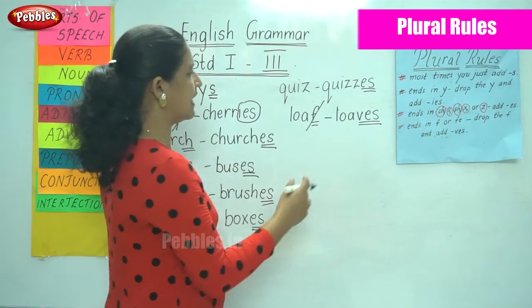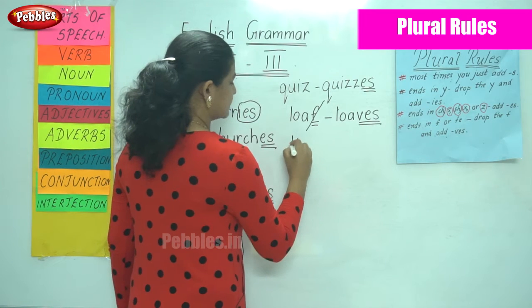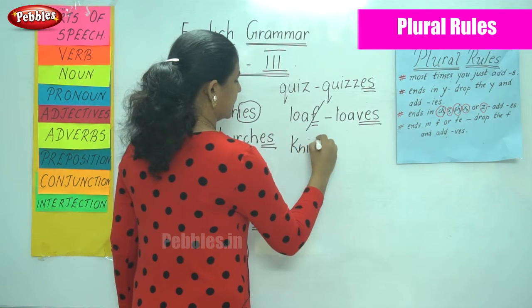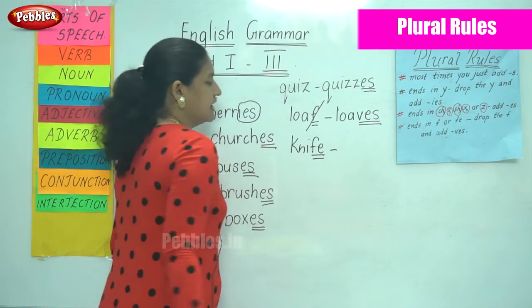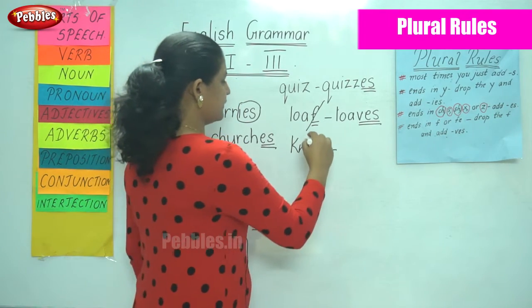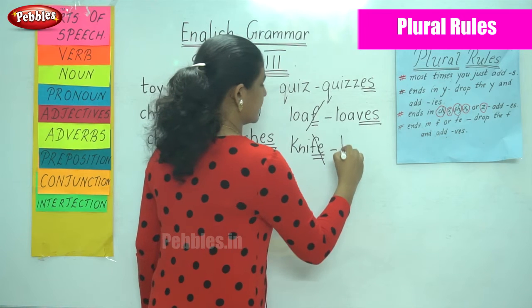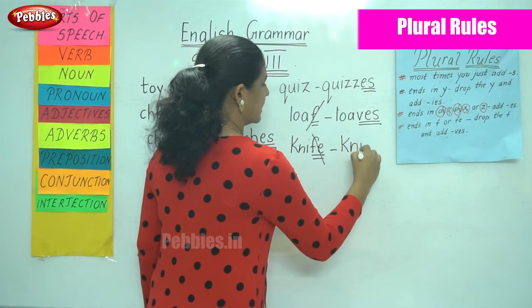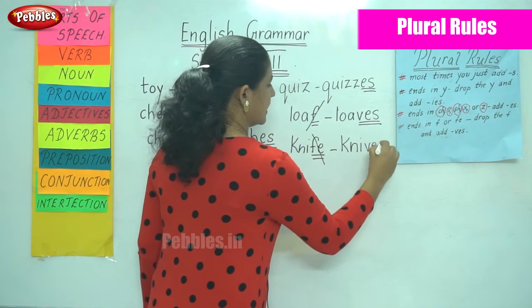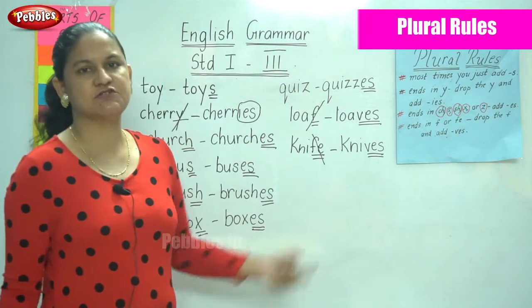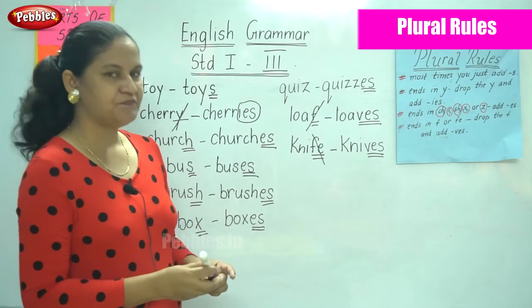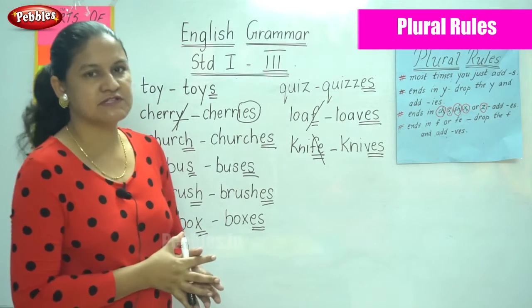And when a word ends in fe, example, knife. K-N-I-F-E, knife. The word ends in F-E. Then I drop the F-E and I add V-E-S. So, knives, K-N-I-V-E-S. So, I drop the F-E and add V-E-S to make it a plural noun. So, let us see all the rules once more.